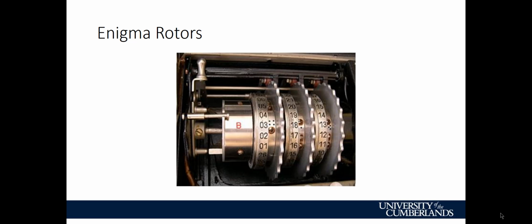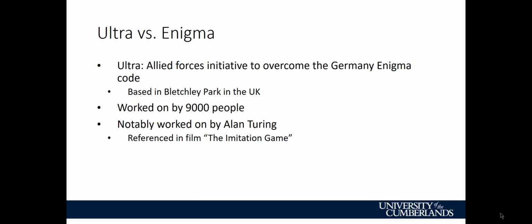So the Polish people built their own and then handed over this code and the code breaking to the Allied forces, and then they were able to actually start working with it. So the British unit Ultra was responsible for breaking the Enigma code, and it was based in Bletchley Park. And the code name, of course, was Ultra. It was worked on by over 9,000 people, and notably worked on by Alan Turing, and it was referenced in the film The Imitation Game.